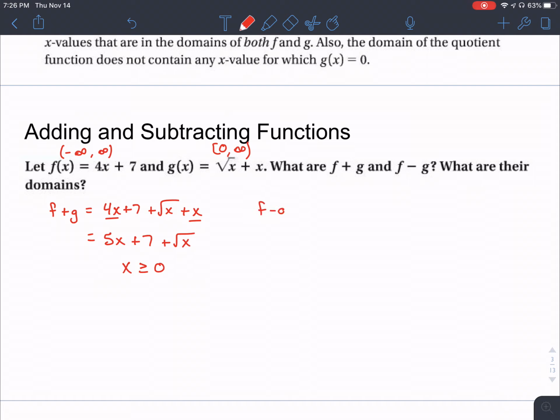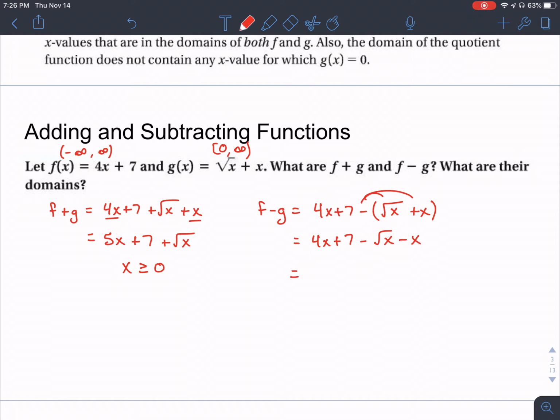Subtracting f and g, we do the same thing. 4x plus 7 minus. Now be very careful here because when we're subtracting an entire expression, we've got to distribute that negative through. So what I usually do is I put the minus sign, and then I open parentheses and put the expression itself. So it's square root of x plus x, close that parenthesis, and then simplify from there. First step being to distribute that negative. So that gives us 4x plus 7 minus square root of x minus x.